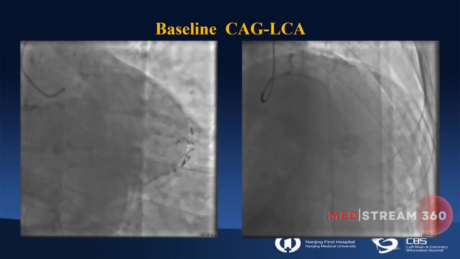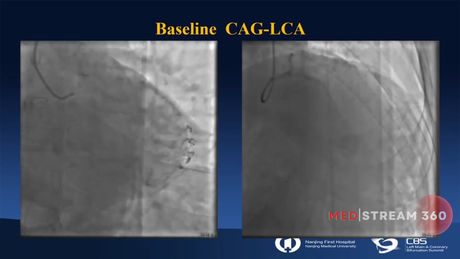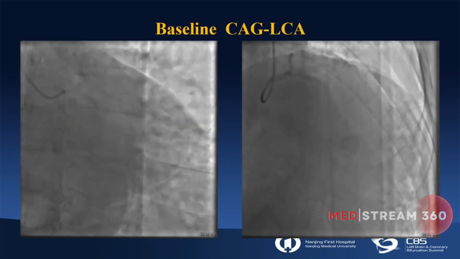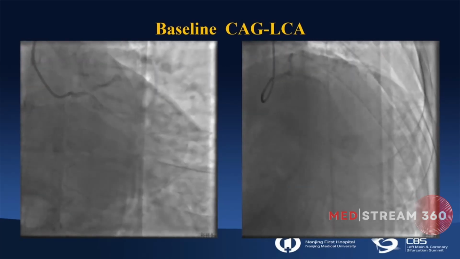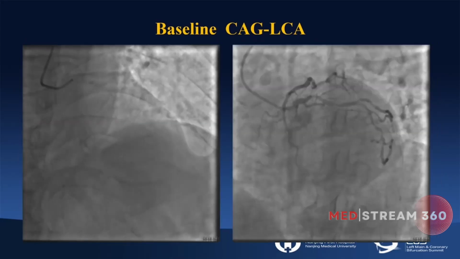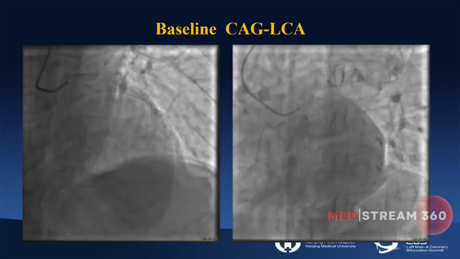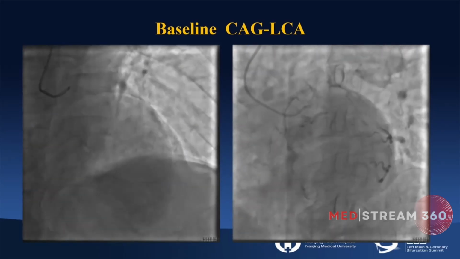From RAO cranial view, the distal LAD and the middle LAD is okay. Proximal LAD and the diagonal one is a true bifurcation, and the lesion of the diagonal is very diffuse. Next. This is the AP cranial. From spider view, the distal left main true bifurcation is shown very clearly. Next.